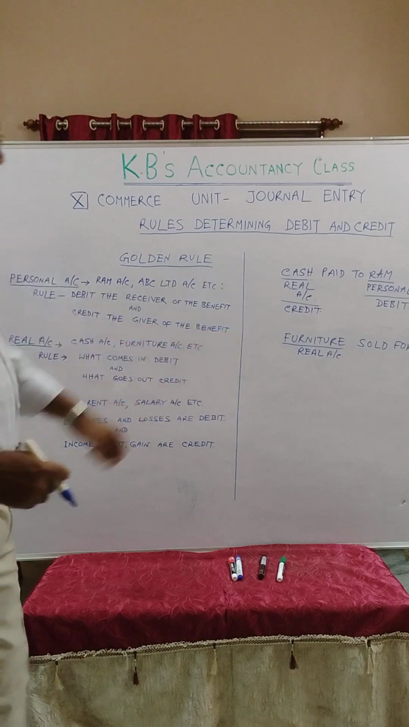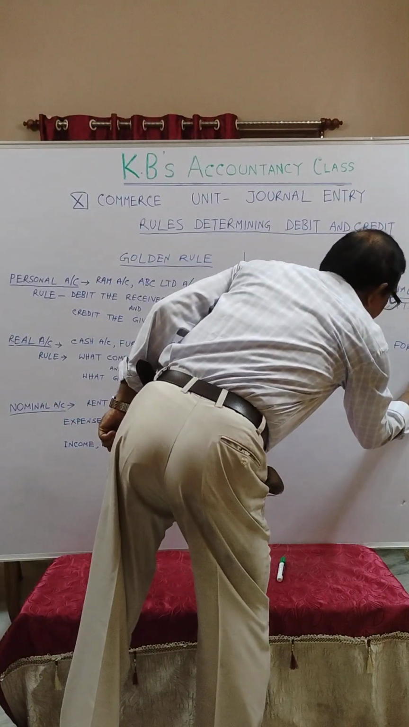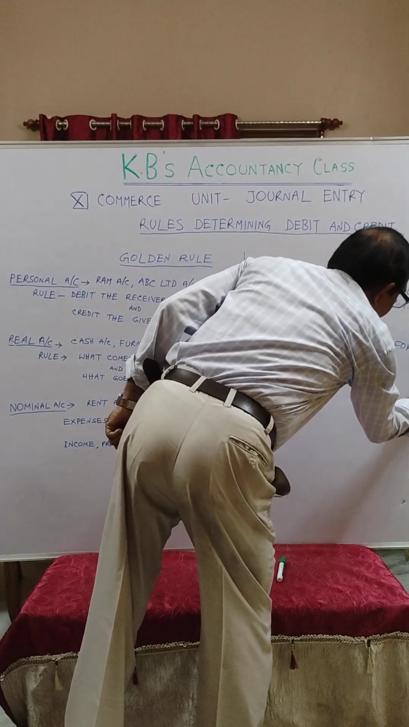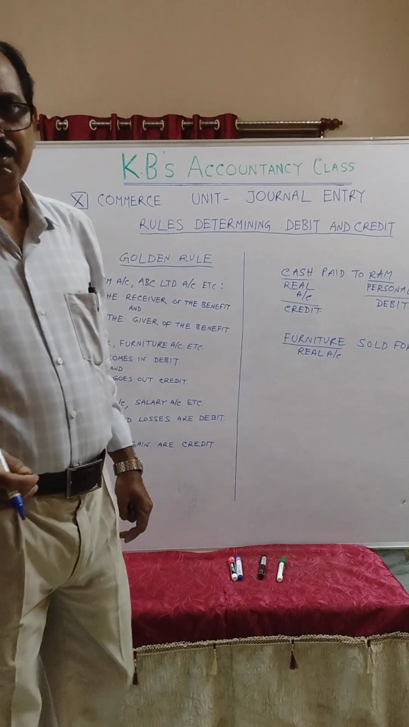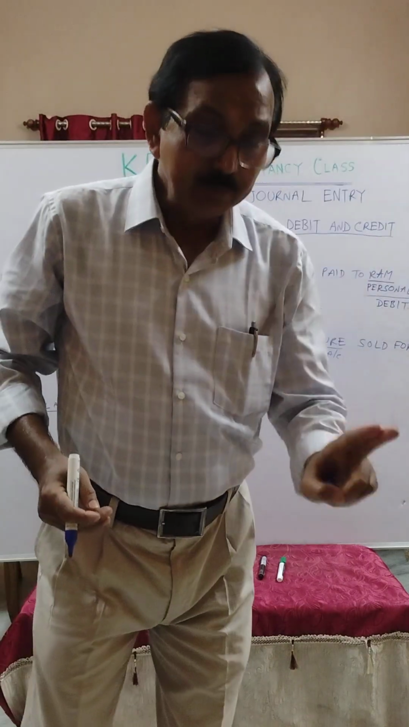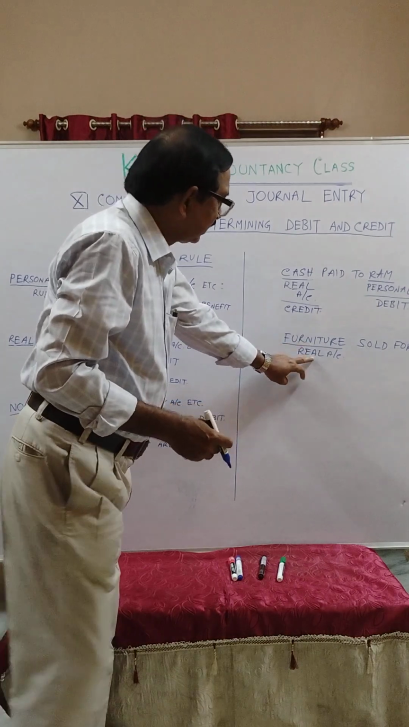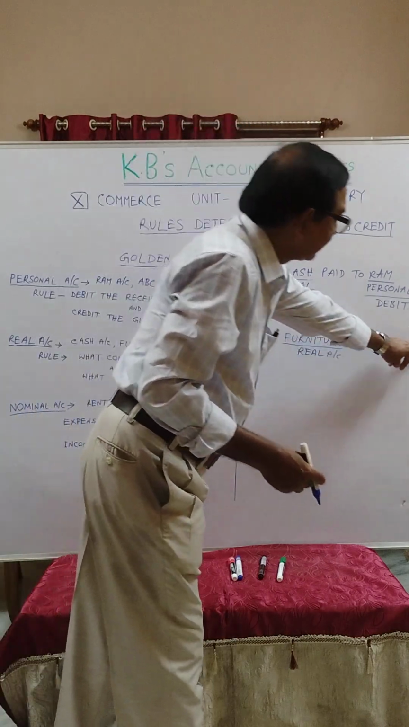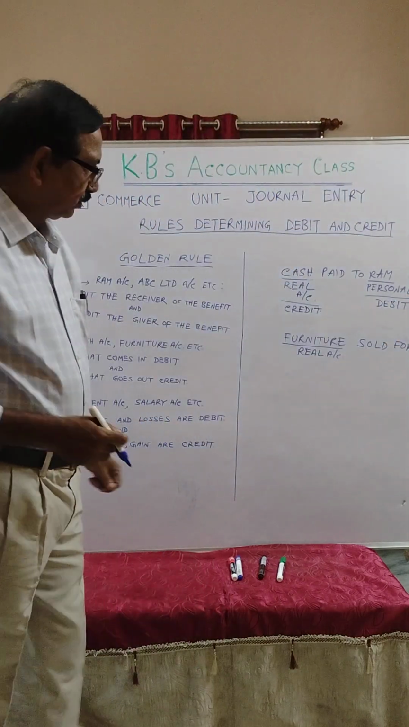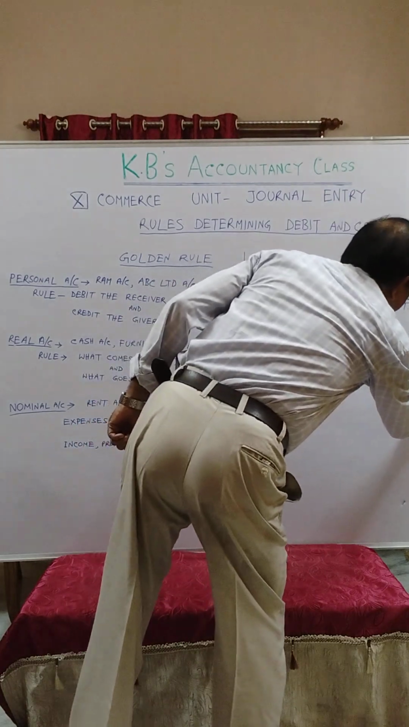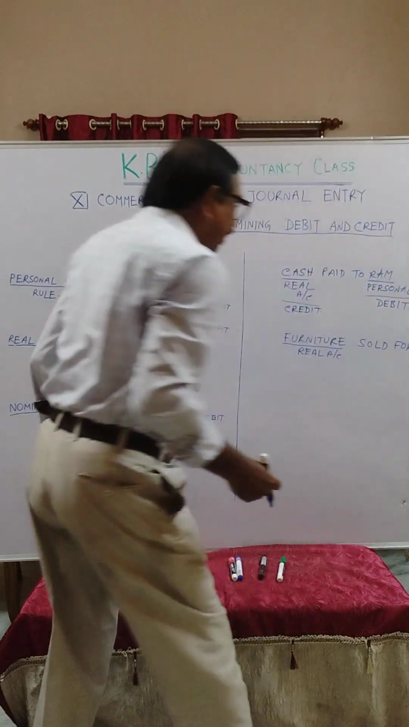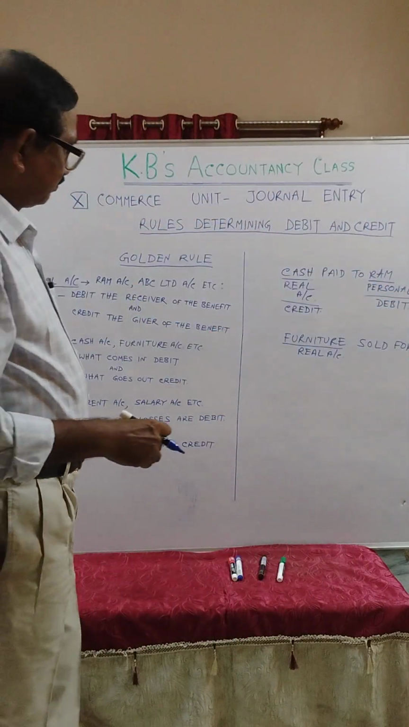Cash, also an asset. So it is also a real account. Maybe similar types of accounts are present, but there must be a minimum of two accounts in a transaction. So we find that furniture is a real account, and cash is also a real account. Correct? Now we apply the golden rule.